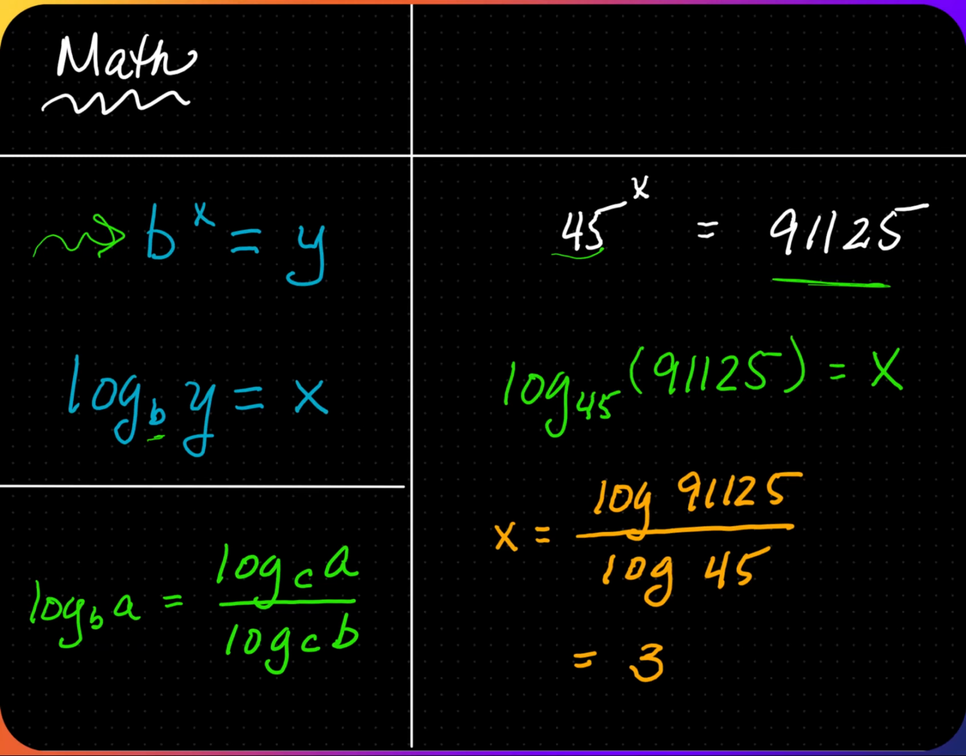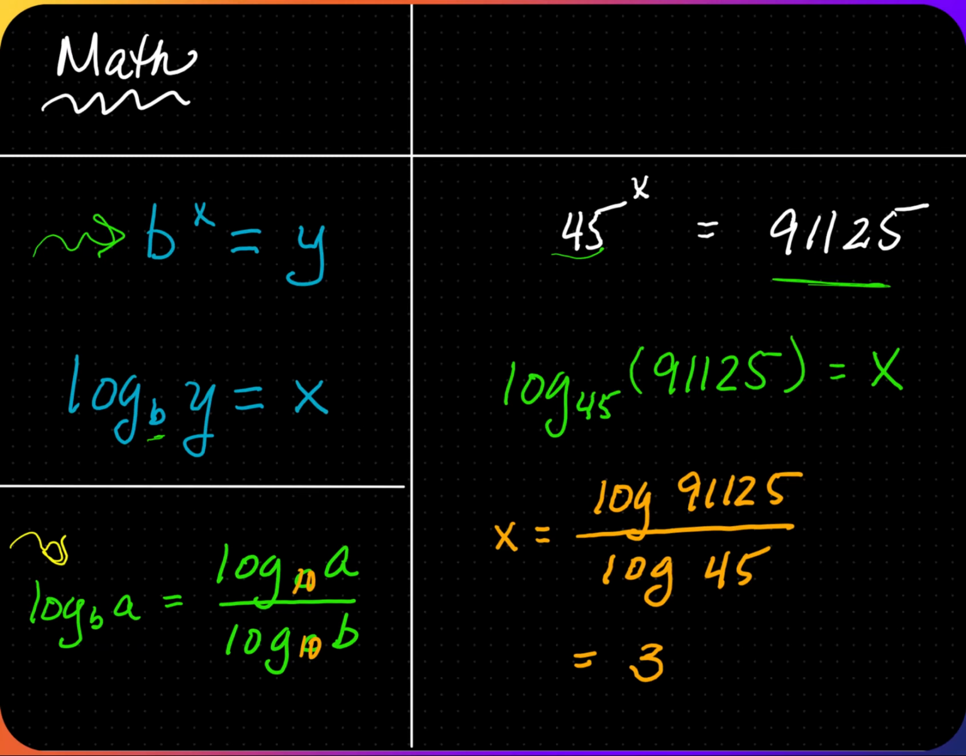In your calculator, the log works with base of 10. But here, the base is not 10. It is a base of 45. So we need to look at the next identity here, which states that log base b of a can be rewritten as log base c of a over log base c of b. And in this case, for this class, the log c will be a base of 10. This is what your calculator is based on.